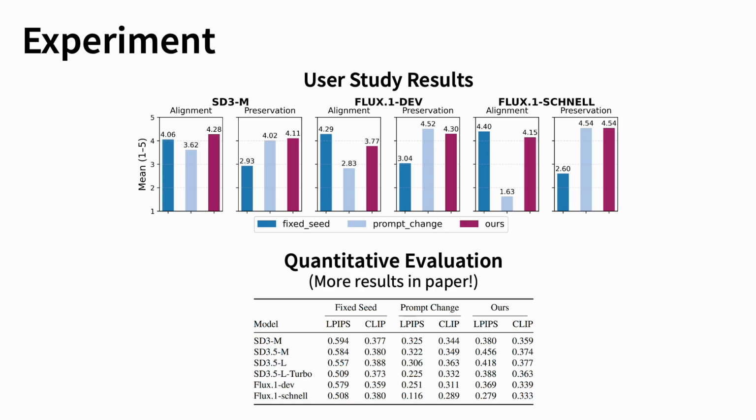We conduct a user study and quantitative evaluation using 2 simple baselines. They reveal that our method uniquely balances strong target alignment with content preservation. We provide additional results in the paper, including quantitative benchmarks on PIE-Bench and qualitative comparisons with other notable baselines. Please refer to the paper for details.